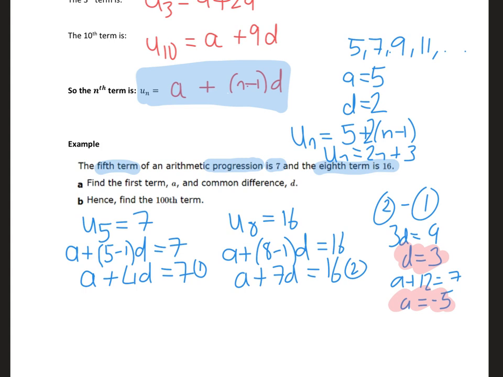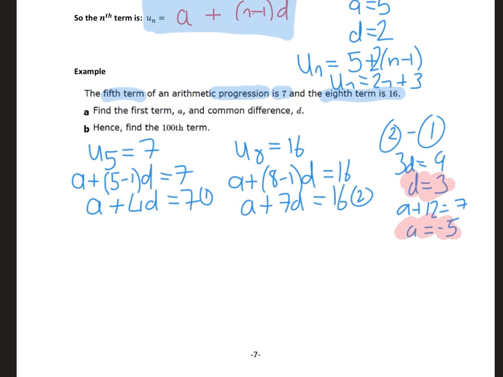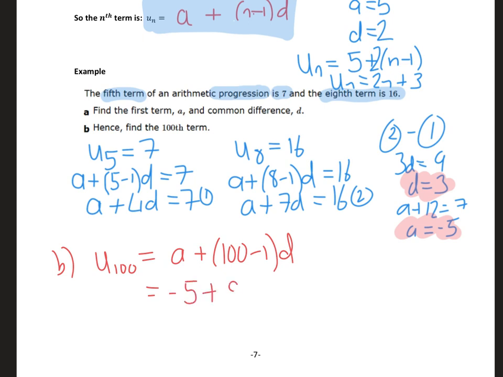And then B says, hence find the 100th term. So part B is asking me to find U100. Using the formula, that's a plus (100 minus 1)d. Well, I know a is minus 5, 100 minus 1 is 99, and d is 3. So it's minus 5, add 99 times 3, which gives me the 100th term as 292.